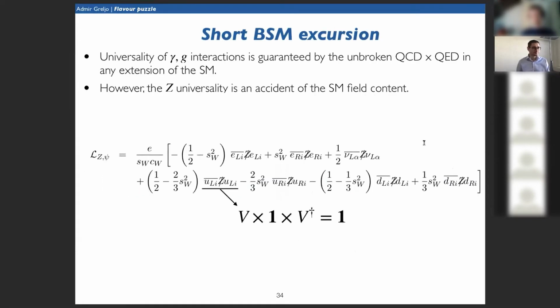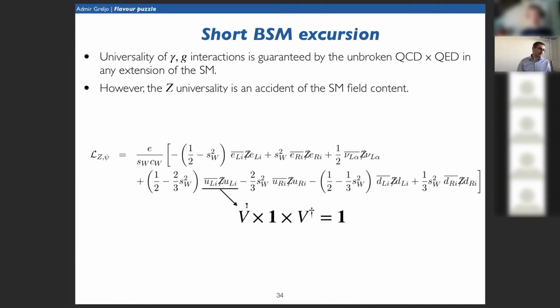All right. Let me do a very short excursion beyond the standard model. So the universality or blindness of photon and gluon interactions is guaranteed by the unbroken symmetry. But the universality of Z interactions is an accident of the standard model field content.